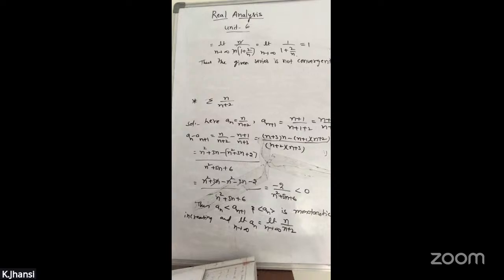Okay. So in this test, whatever summation an will be there, you can write it as the product of bn and cn, where bn is a decreasing sequence which is converging to 0, and cn is a bounded sequence. So here we have two conditions. If these two conditions are satisfied, then summation an is convergent.